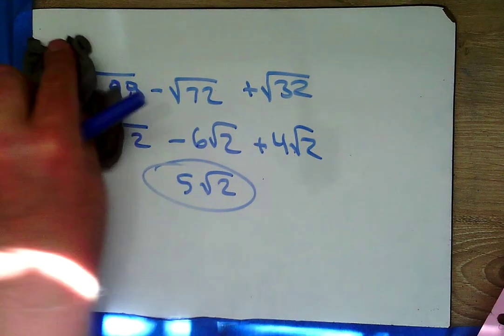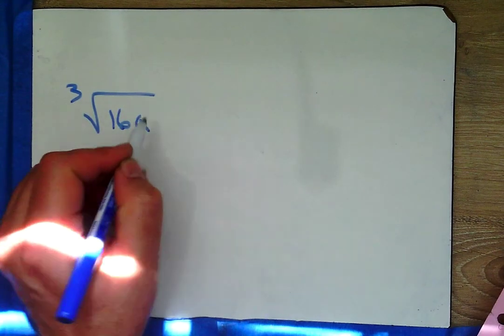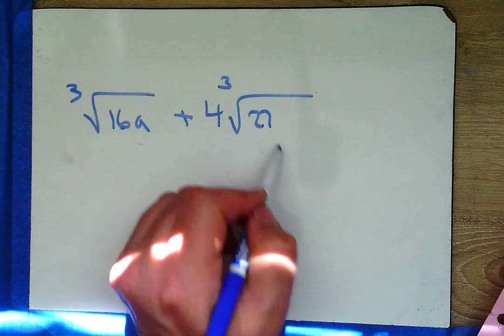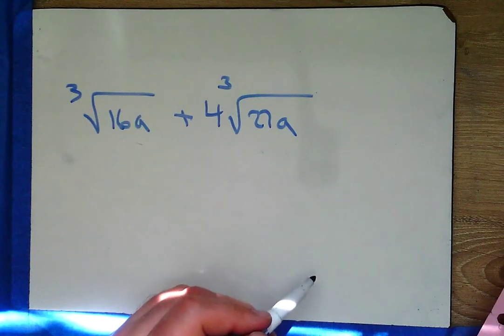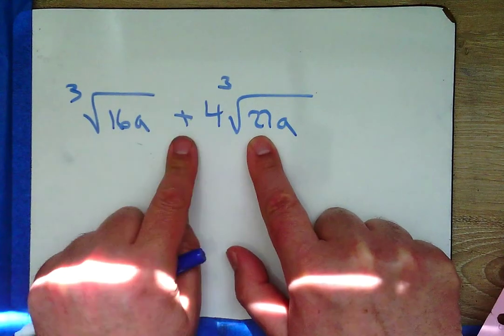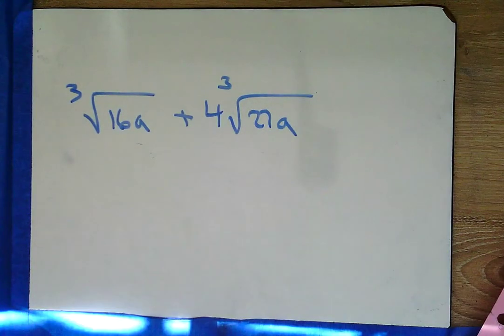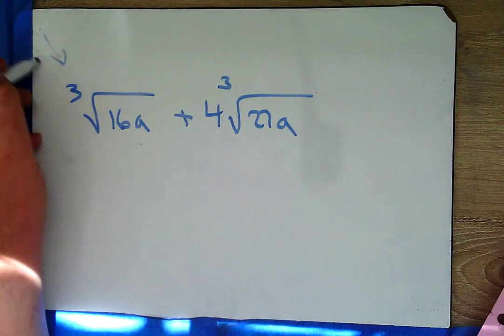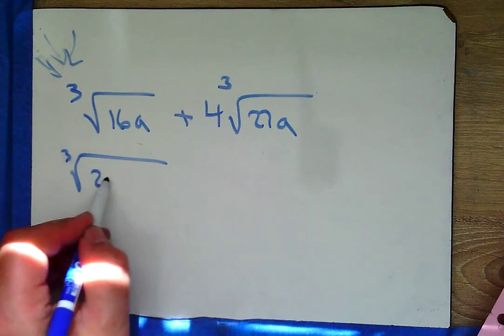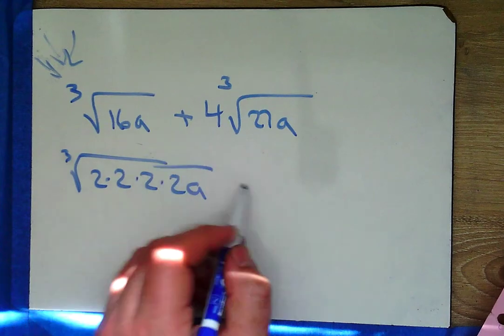Okay? So let's add some variables to this. How about cube root of 16a plus 4 times cube root of 27a? I know they both have an a, that's good, but these aren't the same, and I could only add if these are the same. Is there any simplifying I can do here? Why don't you try, pause the video now, give a try simplifying, and see if you can still do some adding. Notice that these are cube roots, not square roots. Okay, welcome back. So this is what I'm looking at.